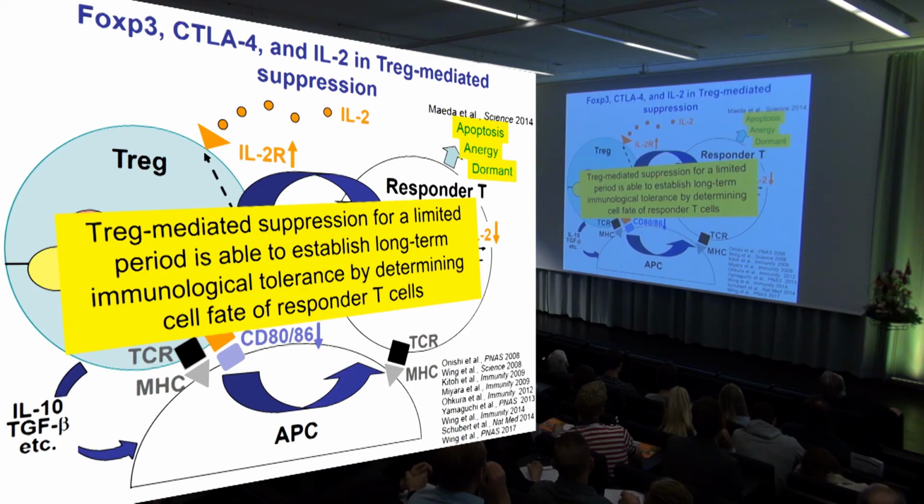We think this is important because Tregs are really important in actively suppressing immune responses. But they must always be active, or if they suppress, the responder cells are somehow modified to become less dangerous. So what we found is that Treg really controls the cell fate of responder T cells and makes stable immunological tolerance.